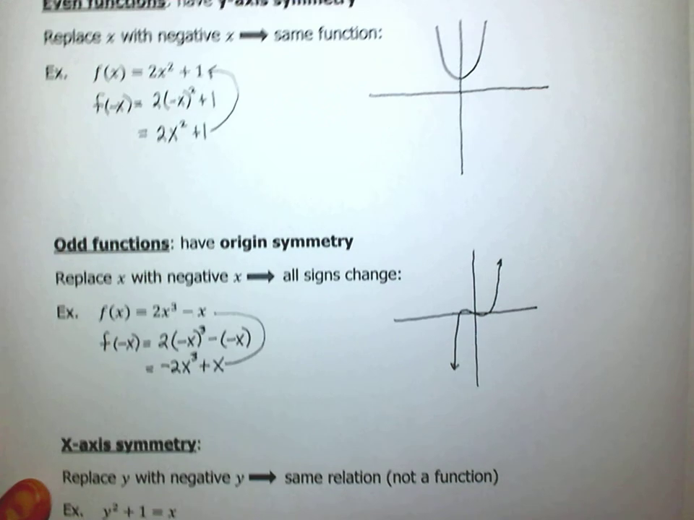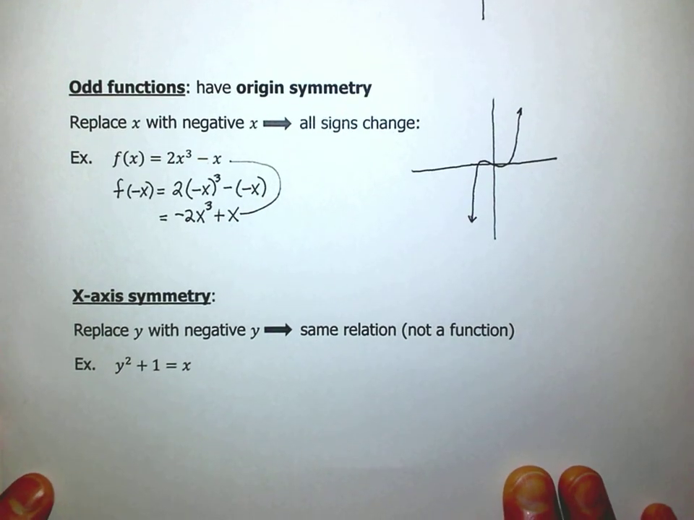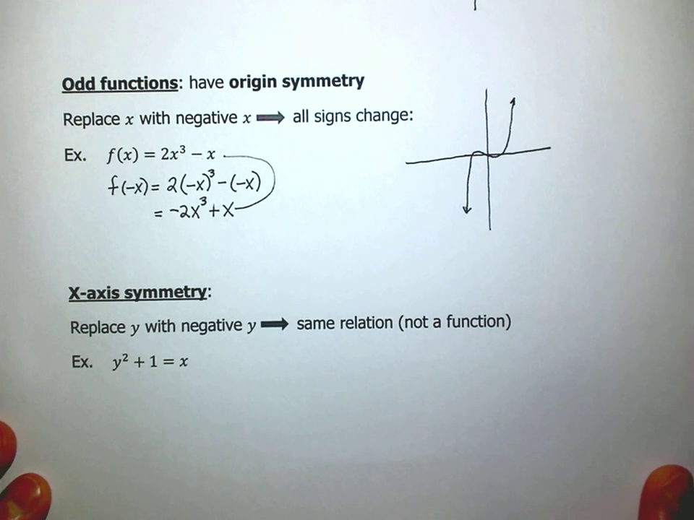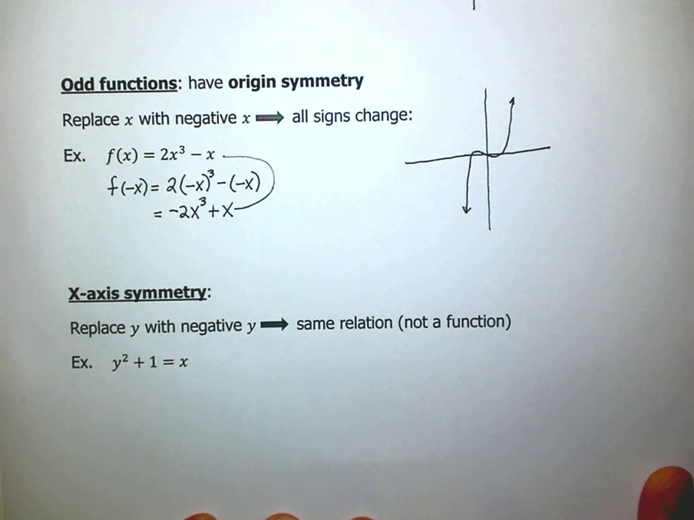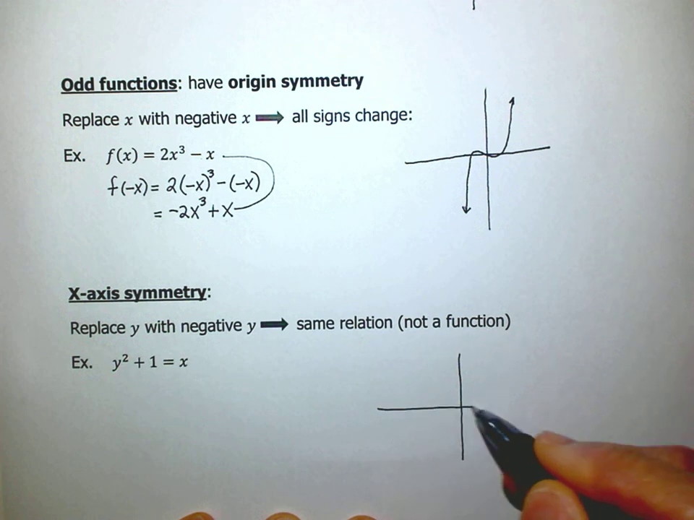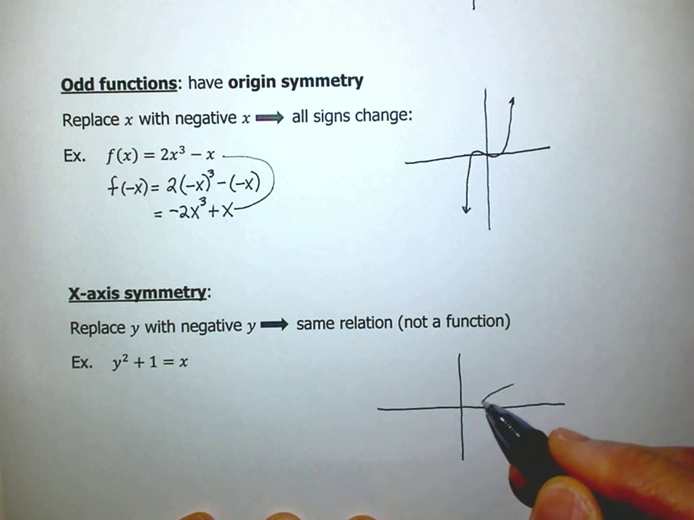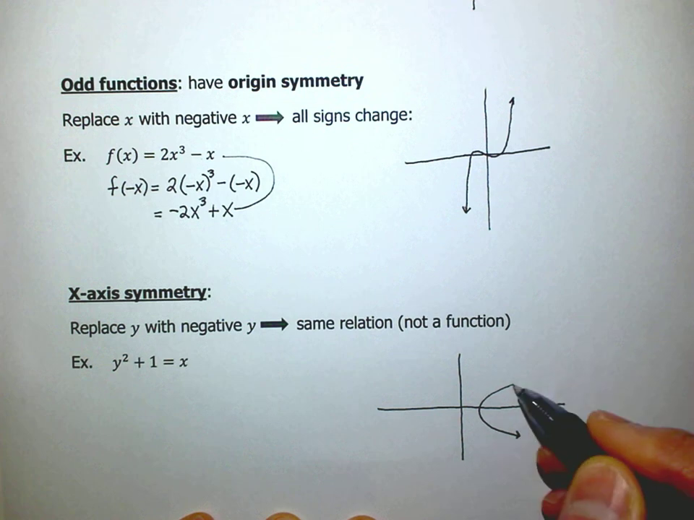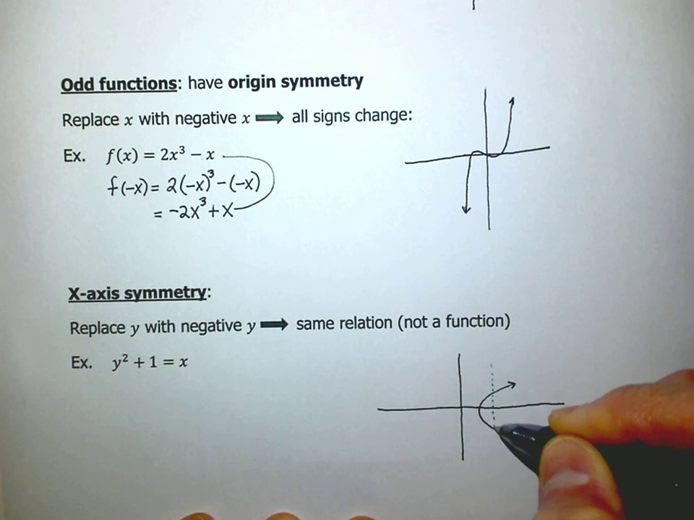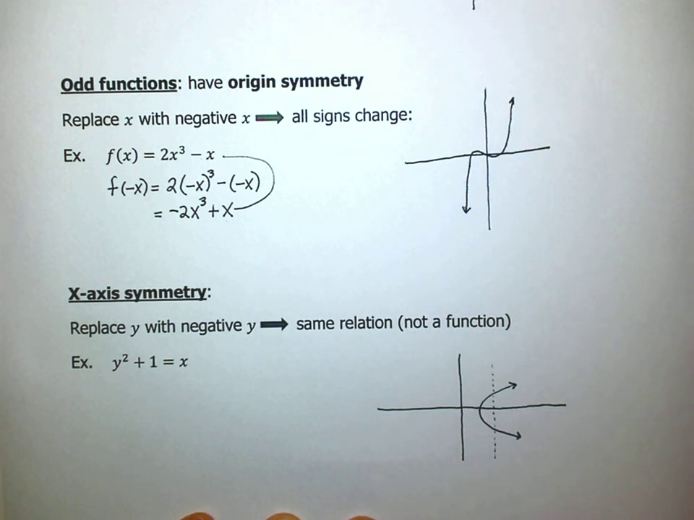If a graph is mirrored across the x-axis, this is not a function. Remember that the graph of a function cannot be crossed more than once by the same vertical line. In our example, we have y squared plus 1 equals x. The graph of this looks something like that. And notice that this fails the vertical line test. So it is not a function, we call it a relation.